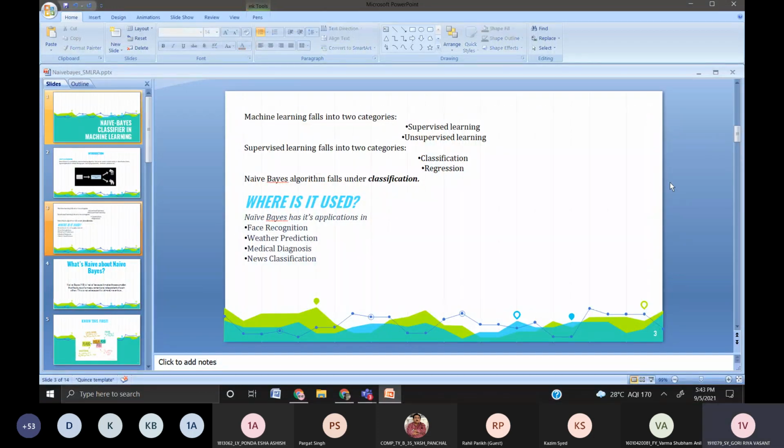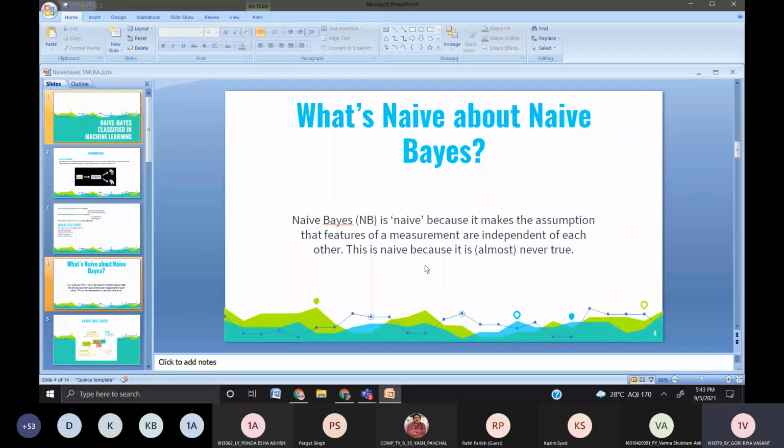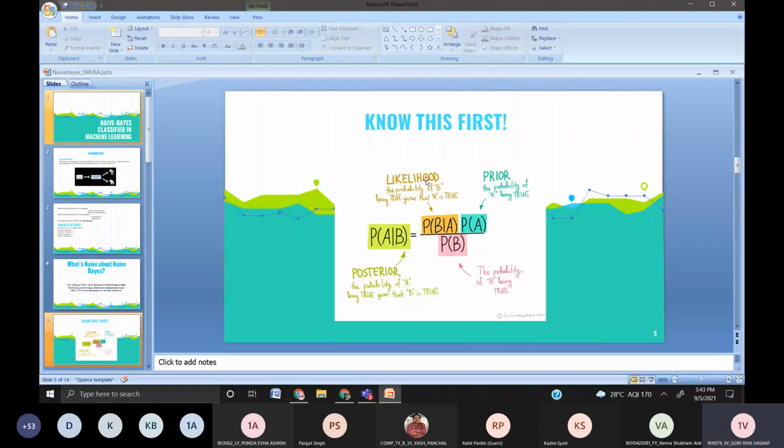So what's so naive about the naive Bayes theorem? It is called naive because the underlying assumption it makes is that the features, the parameters, are independent of each other, which is not always the case. So it's not a very strong theorem, but it's good for many applications. So yes, it has a good purpose.